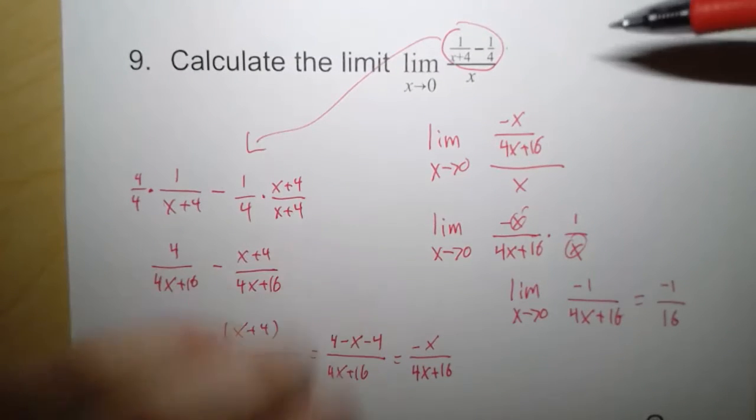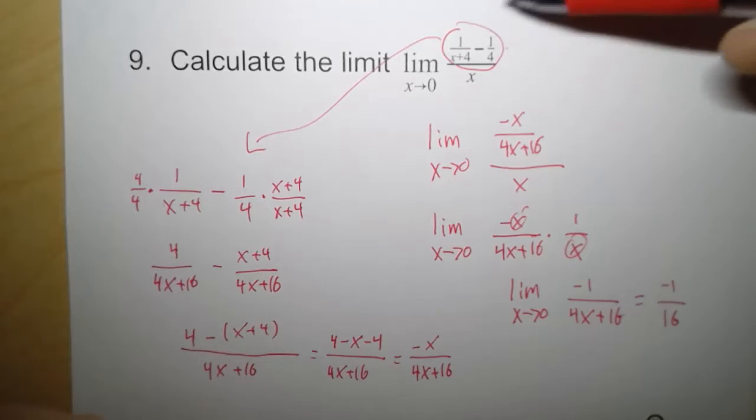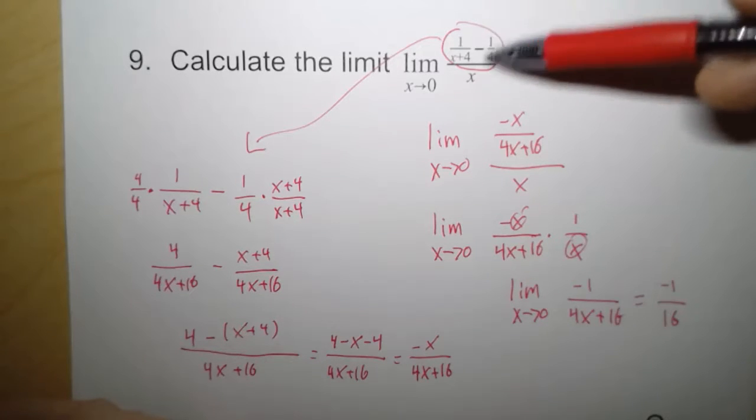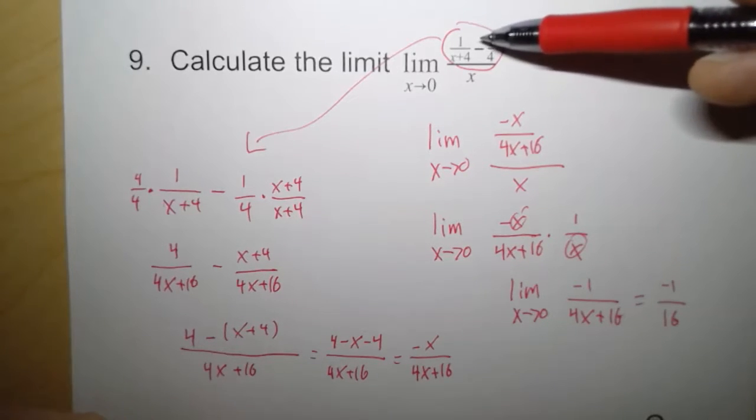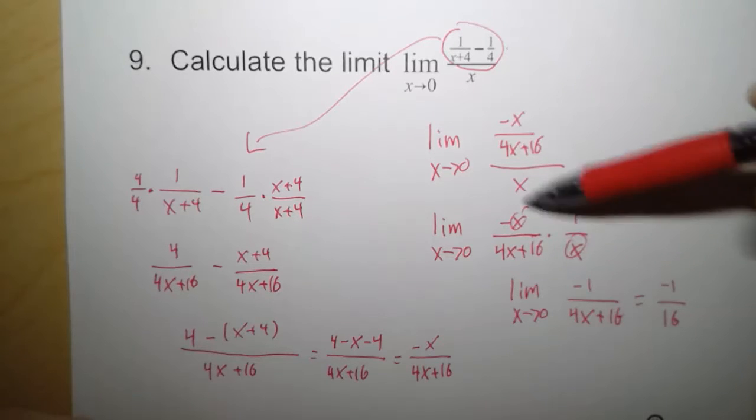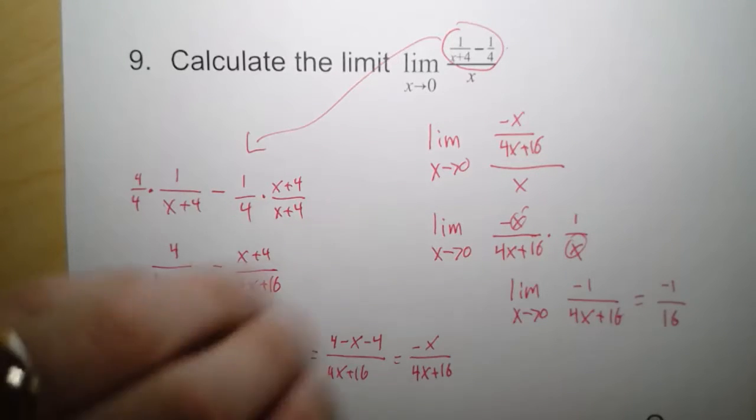So when you have fractions, you want to get whichever it is, the numerator or the denominator, into a single expression, a single fraction. And then what will happen is something will cancel, which will allow you to find the limit.